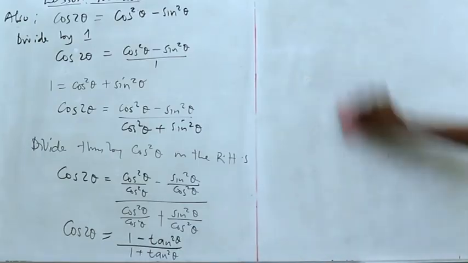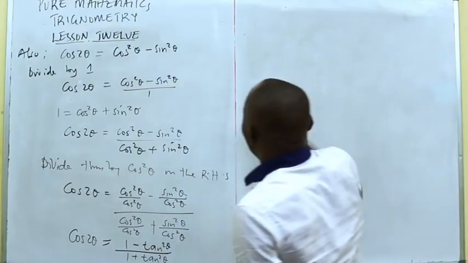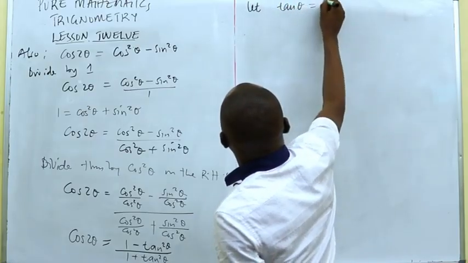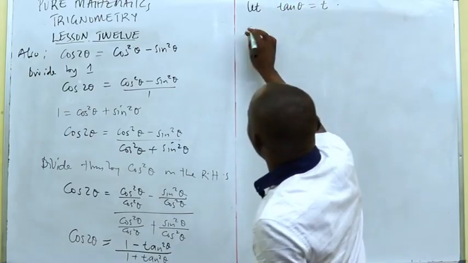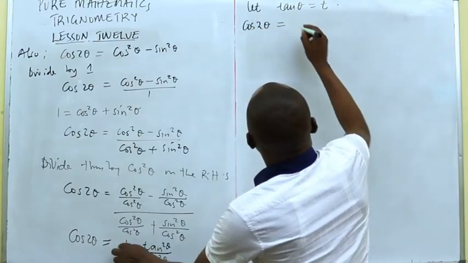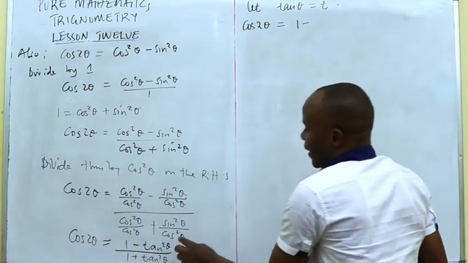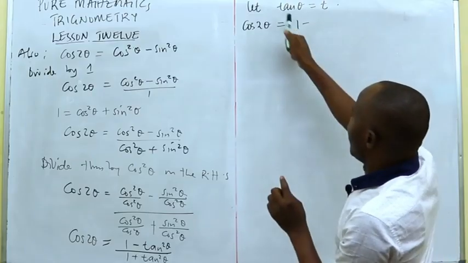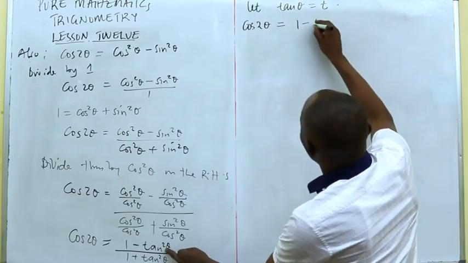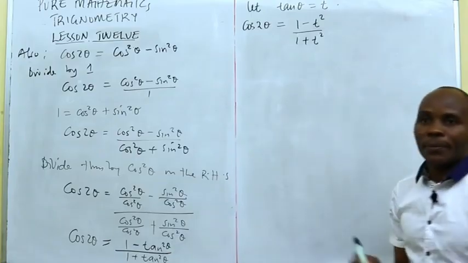So if I let tan theta be t, that means my cos 2 theta is going to be 1 minus, but this is tan squared theta. So if I have tan theta equal to t, this one will become t squared. So cos 2 theta is 1 minus t squared over 1 plus t squared. Okay?